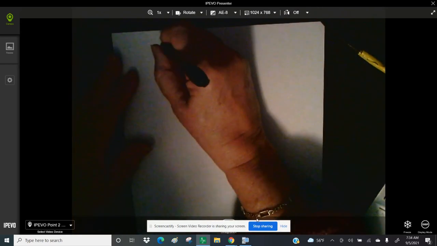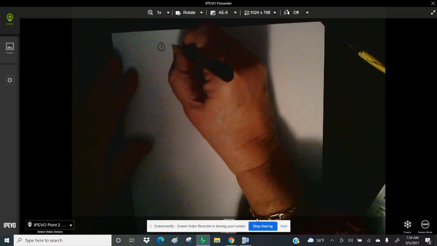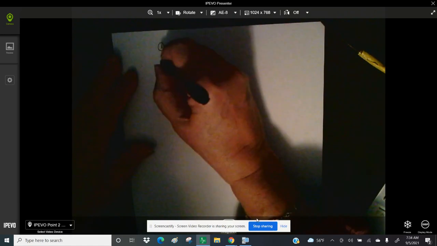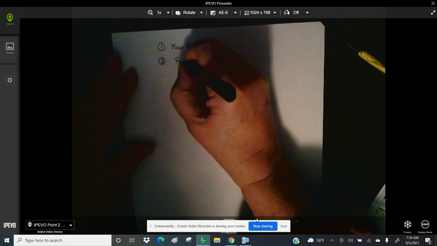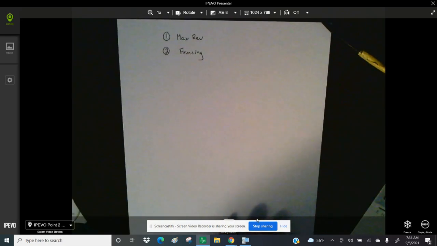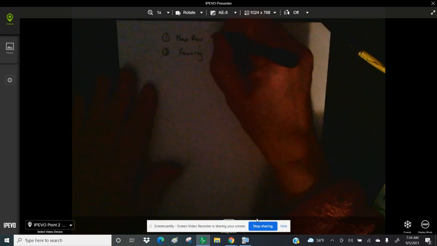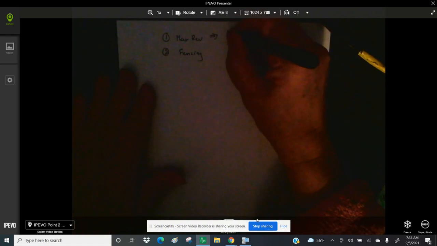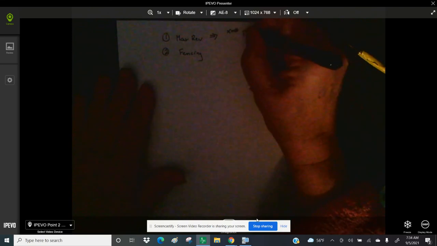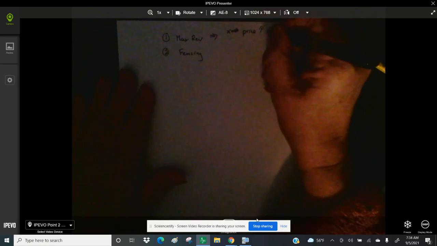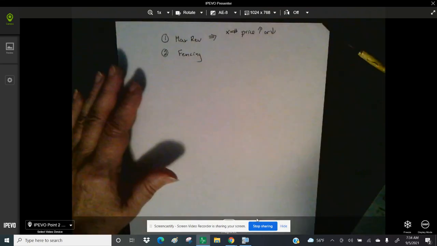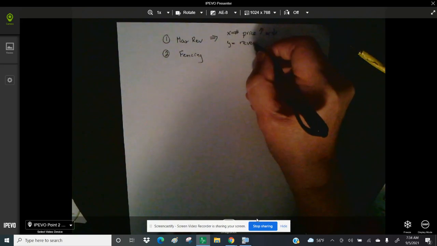All right, so when it comes to write your own equation word problems, there's two basic types of equations. One of them is a max revenue equation, and the other one is what we call fencing problems. They're very similar, but on the max revenue problems, you're always going to set x equal to the number of price increases or decreases, and you're going to set y equal to revenue because it's a money problem.